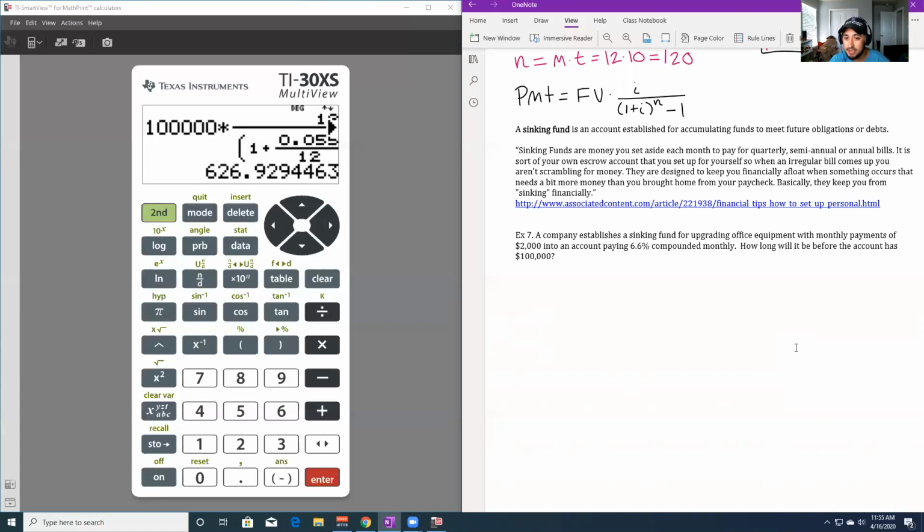Sinking funds are money you set aside each month to pay for quarterly, semi-annual, or annual bills. It is sort of your own escrow account that you set up for yourself so that when an irregular bill comes up, you aren't scrambling for money. They are designed to keep you financially afloat when something occurs that needs a bit more money than you brought home from your paycheck. Basically, they keep you from sinking financially.